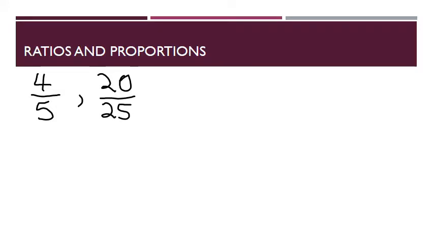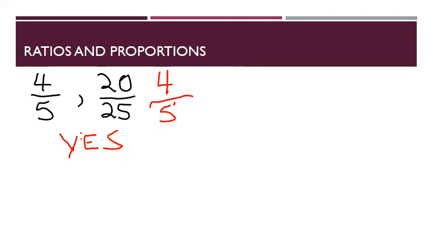4 over 5, I look at that and say, well, there's not anything I can do to reduce that. But 20 over 25, well, hopefully I can recognize that 20 over 25 is reducible. At least I can get it into a reduced form to see if it's equivalent to 4 over 5, because both 20 and 25 are divisible by 5. So if I take this 20 and divide it by 5, well, I've got 4. And if I take 25 and divide it by 5, I can see that it is equal to 5. And yes, 4 over 5 is equivalent to 20 over 25.